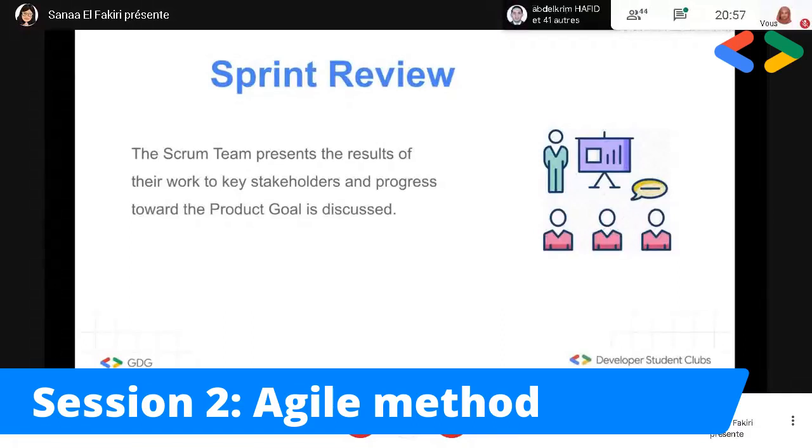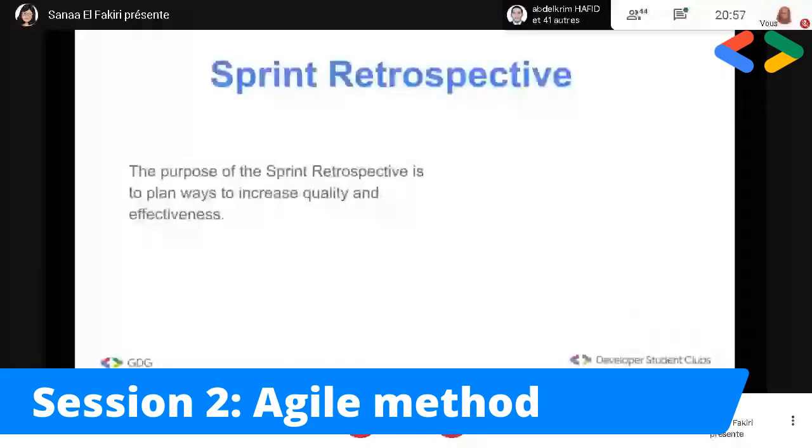Next, we have the sprint retrospective. In this meeting, we also evaluate, but not the work itself, but the way that it has been done. It is to plan ways to increase the quality and the effectiveness of the team. What's done in this meeting? The Scrum team inspects how the last sprint went with regards to individuals. Everyone expresses themselves, okay? We'll see the interactions, the processes, and also the tools, and also the definitions of them.